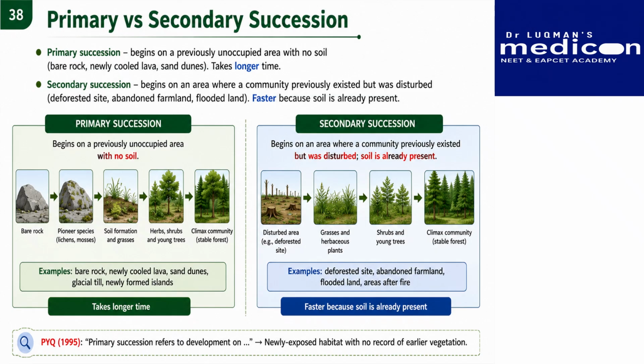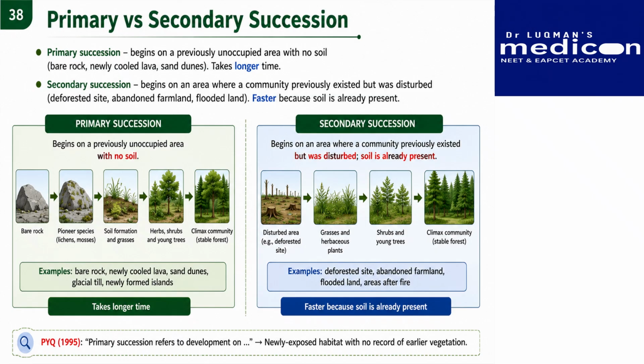Primary succession begins on a previously unoccupied area with no soil. Obviously there is bare rock. Then come the pioneer species, meaning the first species there, like lichens and mosses. Then soil formation and grasses. Then herbs, shrubs and young trees. Then the climax community is a stable forest. So examples here are bare rock, newly cooled lava, sand dunes, glacial till, newly formed islands. All are examples of primary succession.